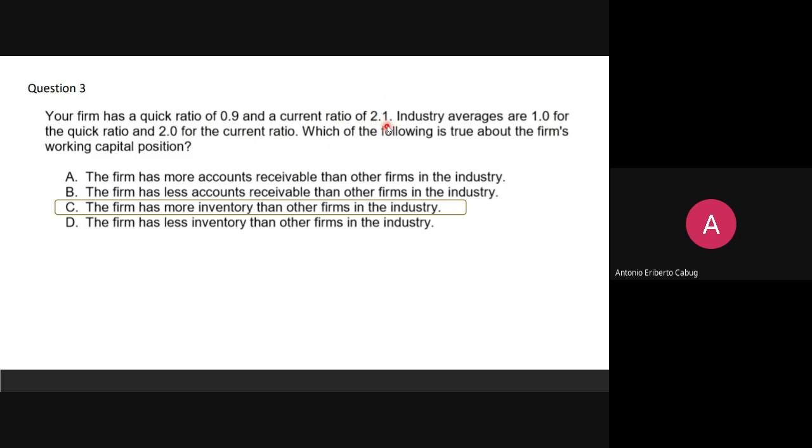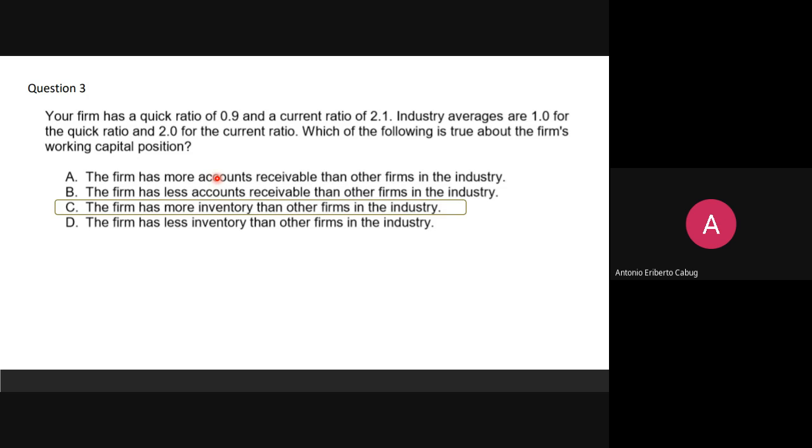So, ang laki ng current ratio niya, maliit ang quick ratio. The difference is 1.2. Dahil yun sa inventory. Ano ulit yung inventory? Kasama sa current ratio, hindi kasama sa quick ratio. So the difference is due to inventory. 1.2. Sa industry, 2 minus 1, it's only 1. So we can infer that the firm has more inventory than other firms in the industry relative to the current liabilities, no? As a ratio to current liabilities. The correct answer is letter C.